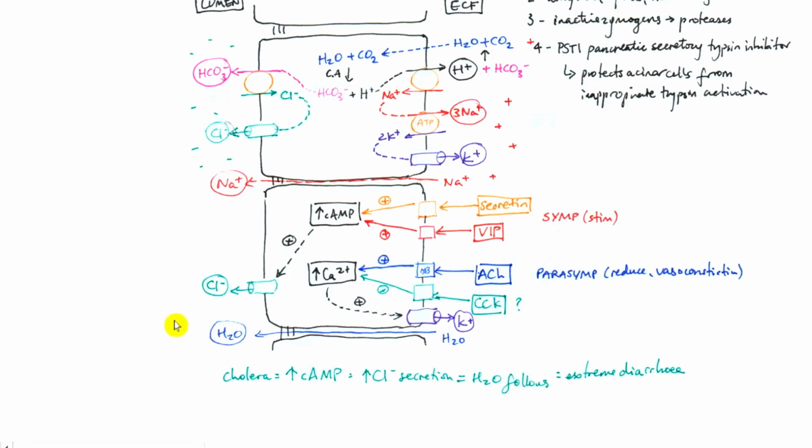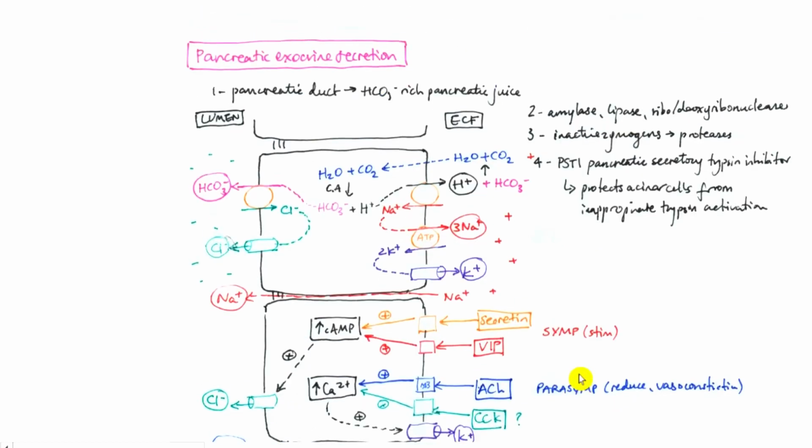And cholera is a disease caused by drinking dirty water, so bacteria, which can increase the cyclic AMP levels here, and increase the chloride secretion. Water follows and can cause extreme diarrhea, so people dry out, and that is how they die. It's a very nasty disease.